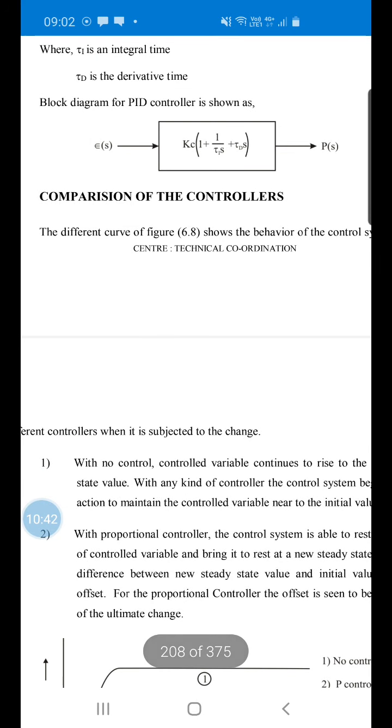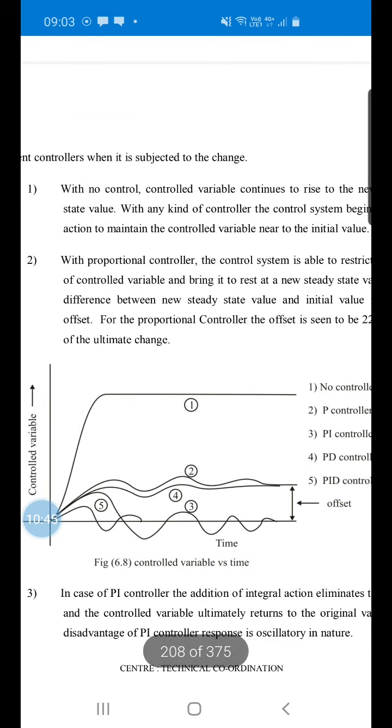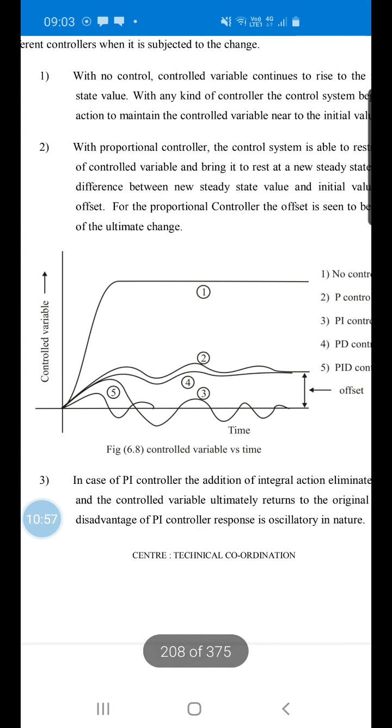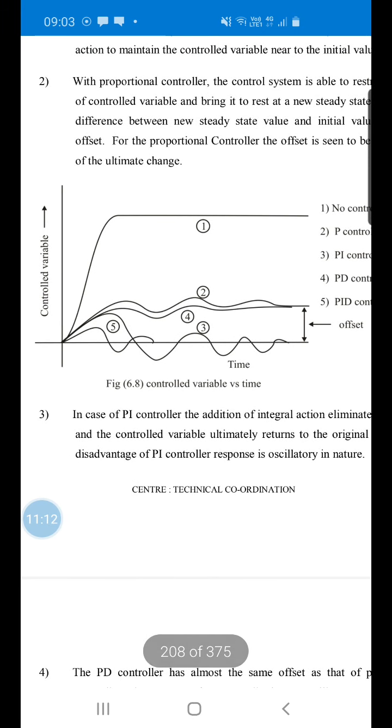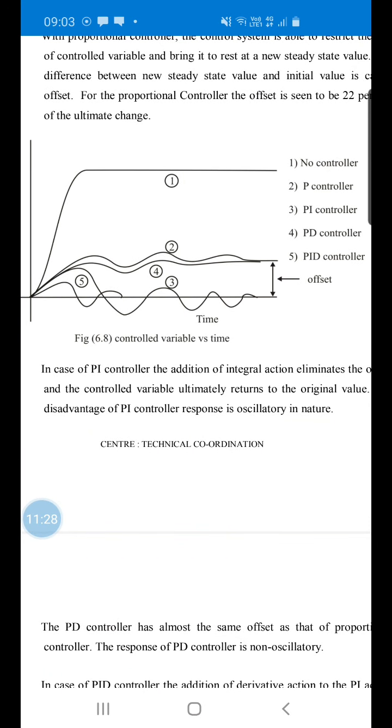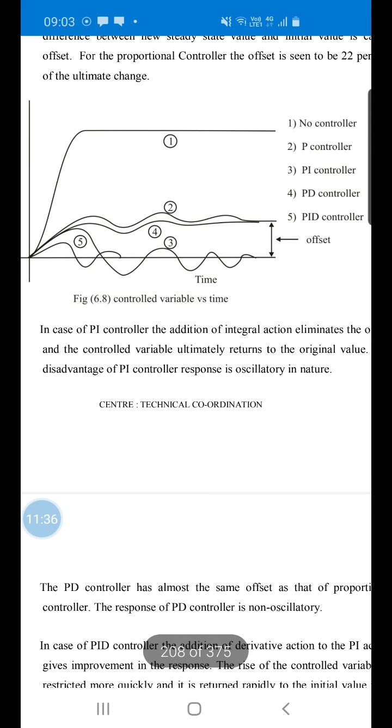So the comparison between these controllers is shown in this figure. This shows how the control variable changes with respect to time. Whenever there is no control, in the first curve, the control variable continues to rise to the new steady state. So what happened in this case? The system reached the new steady state and remains the same, which is not desirable. So we are going to add different types of controllers. Initially, the proportional controller: because of this, the system is able to restrict the rise of the control variable, which is very important, and bring it to rest. But again, a new steady state is reached. You can see curve 2.